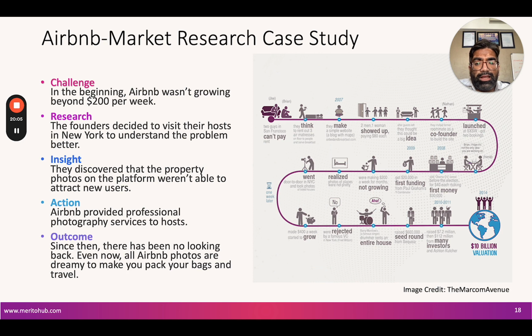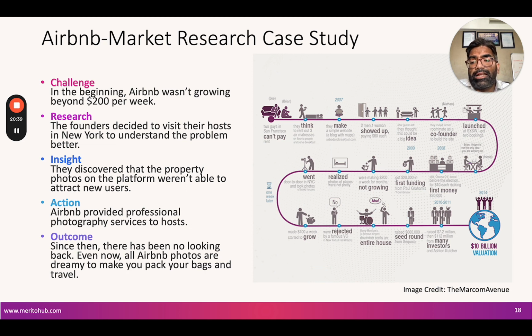Let's look at Airbnb's market research as an example. So in the beginning, when Airbnb started, they started with an MVP, set it up quickly, tested, and they got good feedback, right? Saying the customers found it interesting. But when Airbnb looked at the data, they saw it was not growing beyond $200 per week, right? And then the founders decided to visit the hosts in one of these locations, which was New York, to understand the problem better. I mean, why the revenue is not going up.